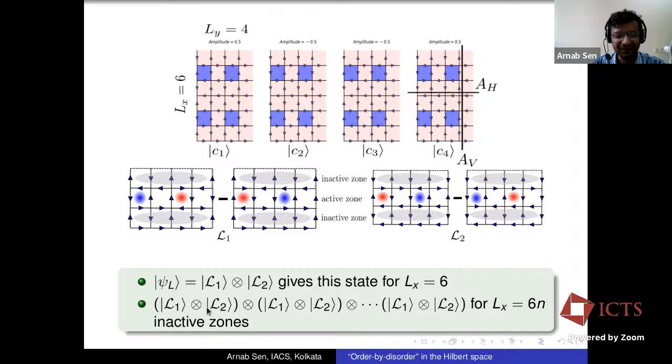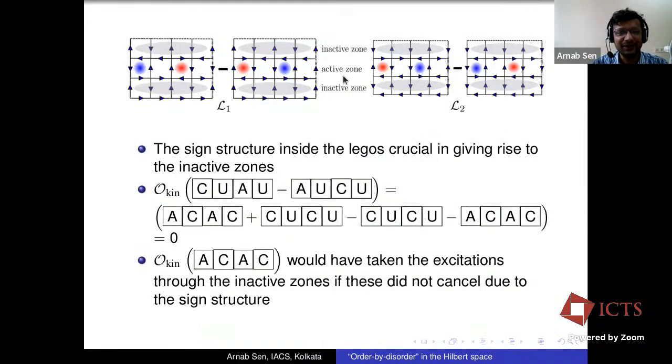Now, suppose you fit L1 to L2 and again fit L1 to L2, then you get such an anomalous zero mode for Ly equal to 4, but Lx equal to 6 times 2, which is 12. And you can just keep playing this game, right? So you see what's happening here. Good. So now, you see, there's this very interesting notion of an active zone here and an inactive zone. So basically, it seems that the excitations are only flowing this way, and they're not flowing that way here. So you can ask why on earth that's happening.